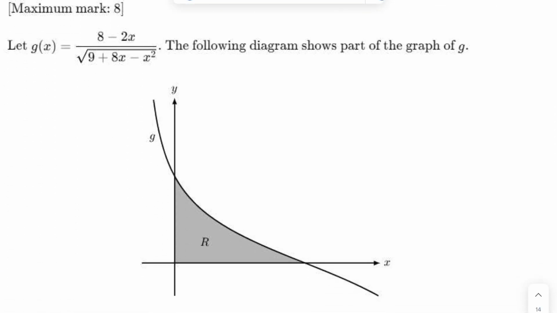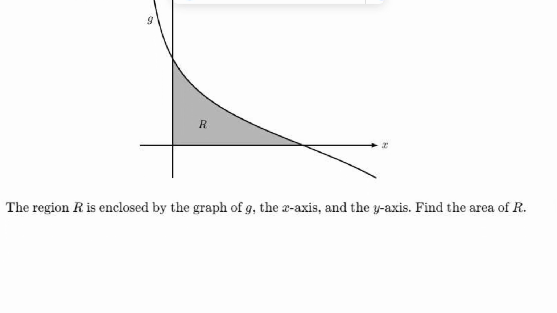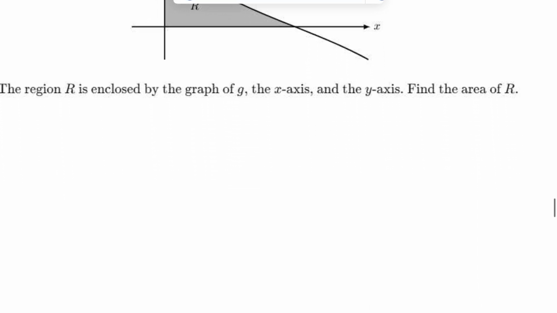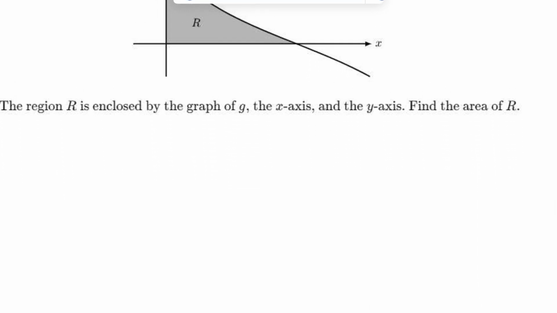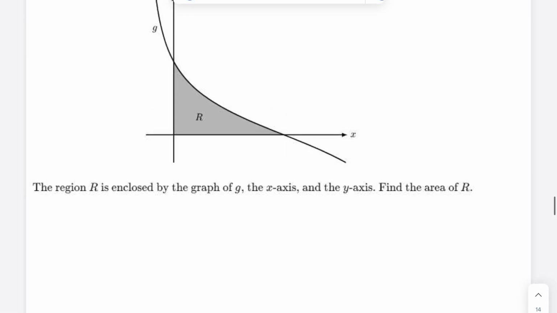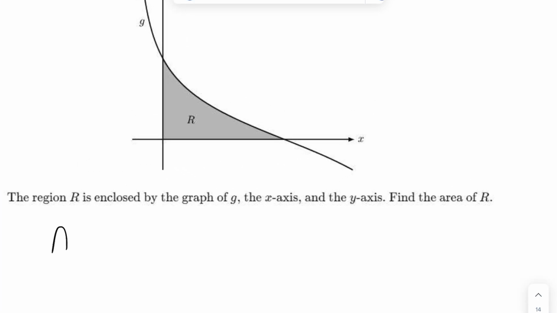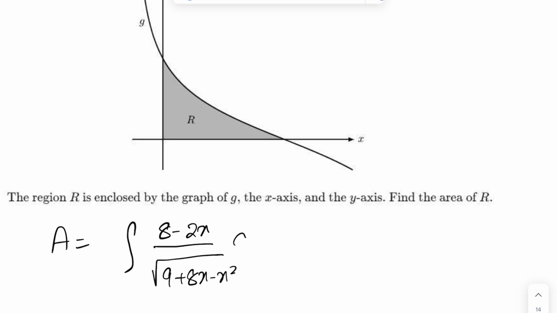Next, question number 39. g of x is given. The region R is bounded by the x-axis and y-axis. Find the area. Whenever you have to find the area, you have to find the integral. So area equals integral of (8 minus 2x) divided by square root of (9 plus 8x minus x square) dx. The limits. You should know the limits.